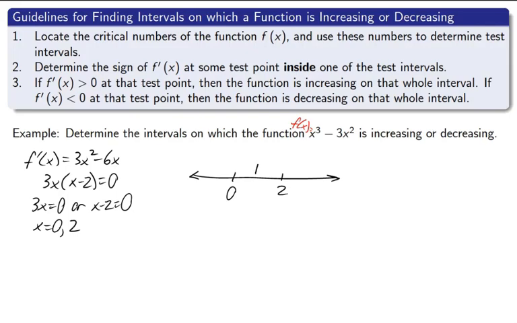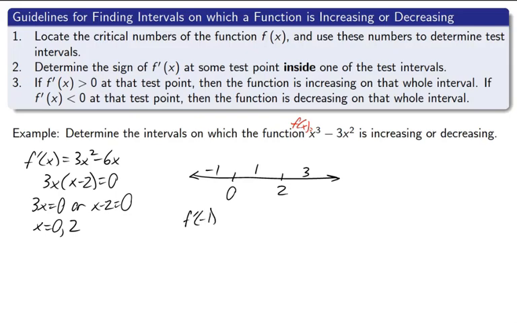I will pick some test values. And I just choose something convenient between the intervals. It is important that it's not at one of these numbers. So I looked at -1 is less than 0, 1 is between 0 and 2, and 3 is greater than 2. Here's where it's a little different than what we did in the last section. We're going to test them in the derivative. I want to know if the function is increasing or decreasing there.